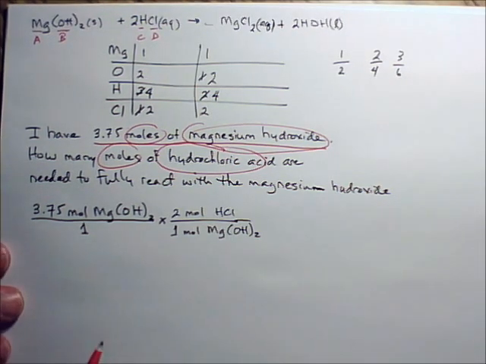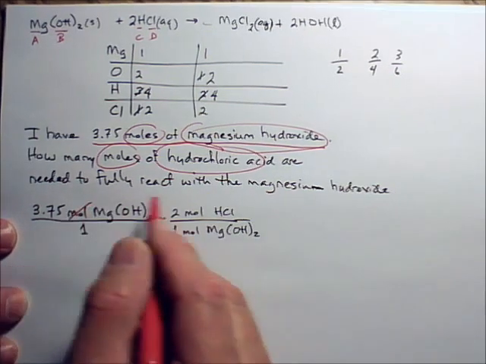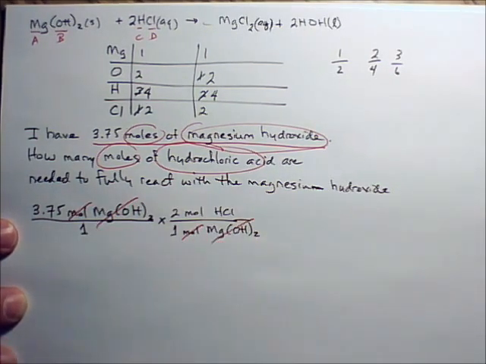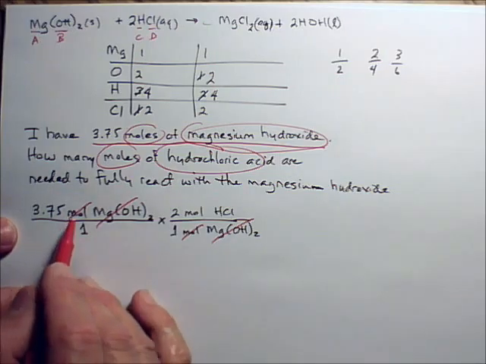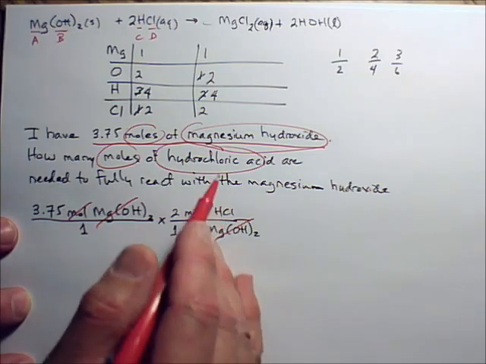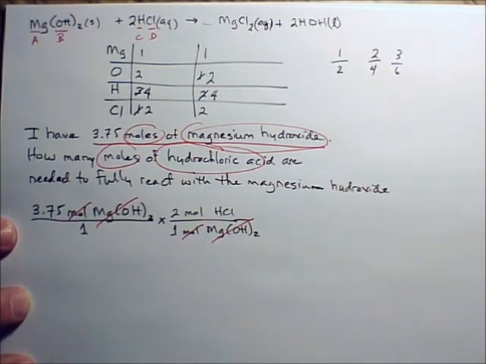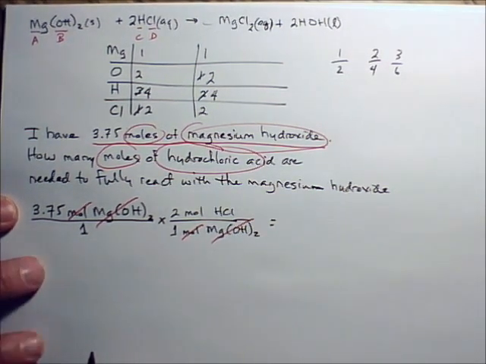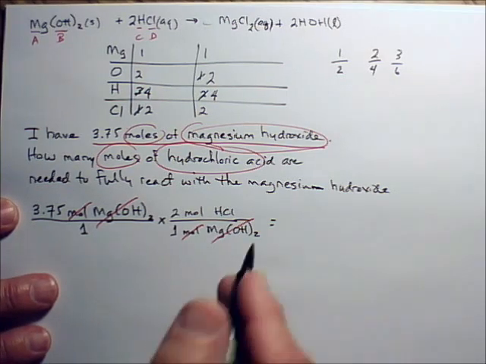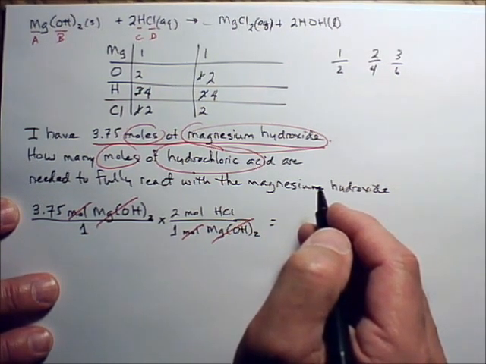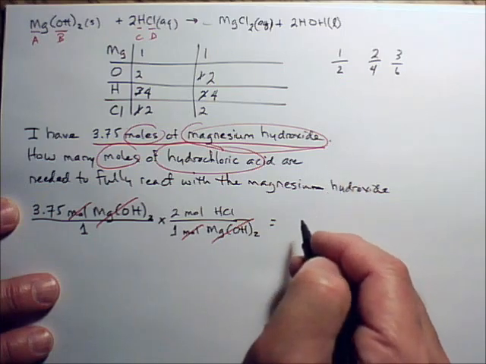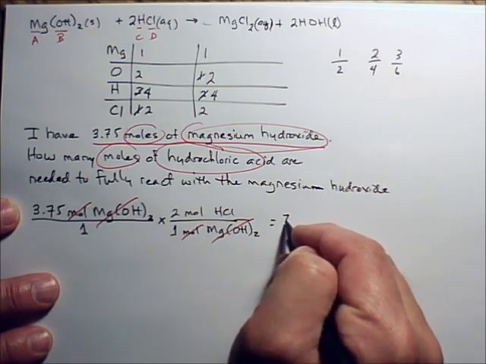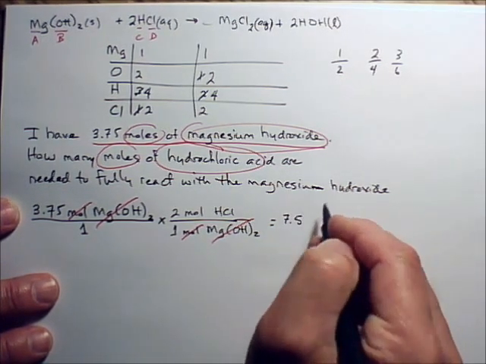And we're going to cross out, cancel as we go. Okay? And when we get done, we're going to have the moles of hydrochloric acid I'm looking for. All right? And I believe that'll come out to be, let's see, 7.50. Is that right? Is that what your calculator says?